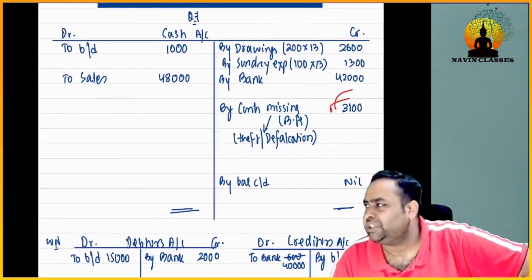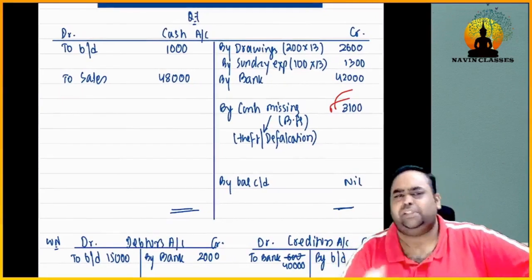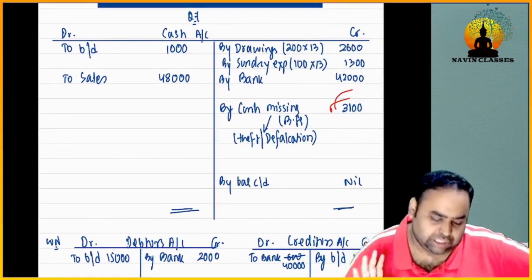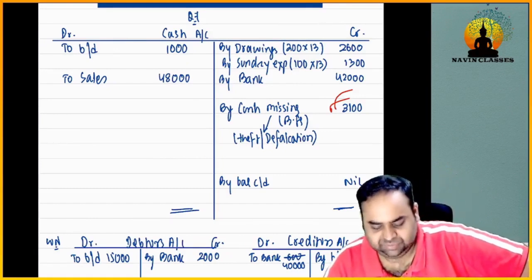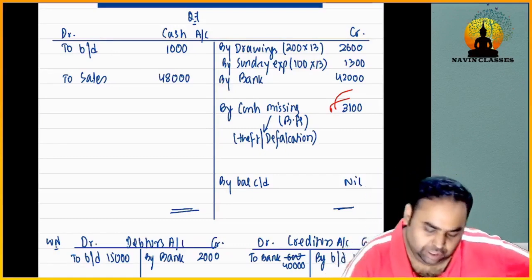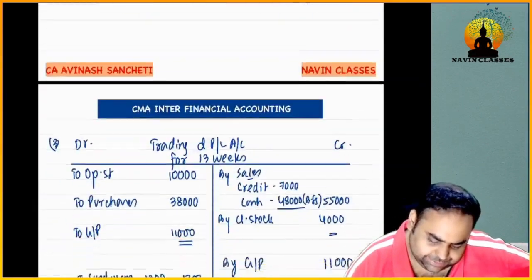Interesting question. There were some mistakes in the question. That's why there was a problem. Otherwise the question was good. And this was a 13 weeks question. Okay, students? I hope everything is clear to you.